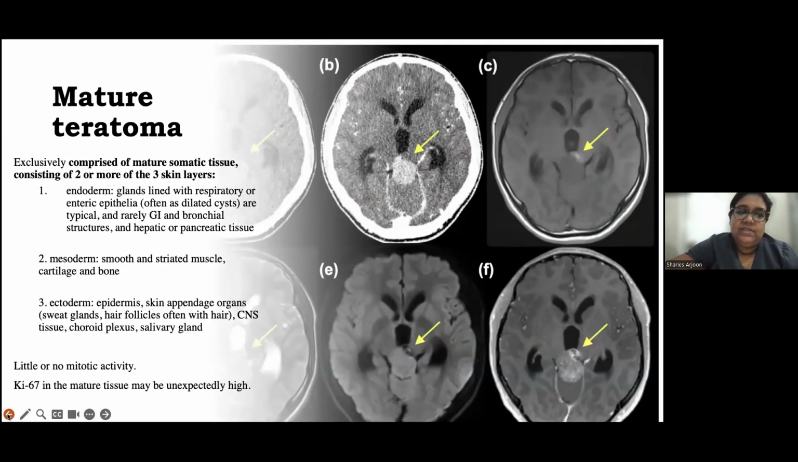So mature teratomas exclusively comprise mature somatic tissue consisting of 2 or more of the 3 germ layers. The endoderm: the glands lined with respiratory or enteric epithelia, often as dilated cysts, and typically, rarely, GI and bronchial structures and hepatic or pancreatic tissue. With mesoderm, the smooth and striated muscle, cartilage, and bone, and ectoderm would involve the epidermis, skin appendage organs such as the sweat glands, hair follicles, often with hair, and CNS tissue, choroid plexus, and salivary glands. They have little or no mitotic activity, and their Ki67 in the mature tissue may be unexpectedly high.